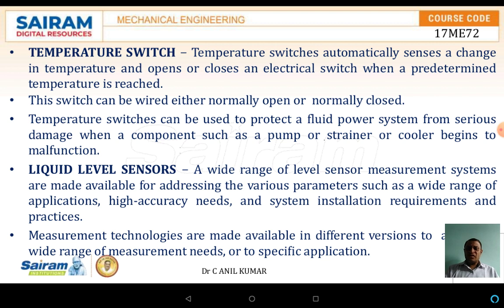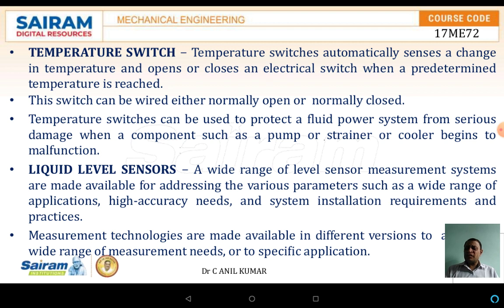The temperature switches are switches which automatically sense the change in temperature and open or close the electrical switches when the predetermined temperature is reached. These switches can be wired either normally open or normally closed. Temperature switches can be used to protect fluid power systems from serious damage when components such as the pump, strainers or cooler begin to malfunction.